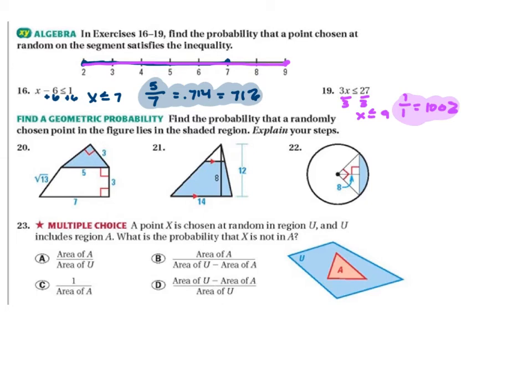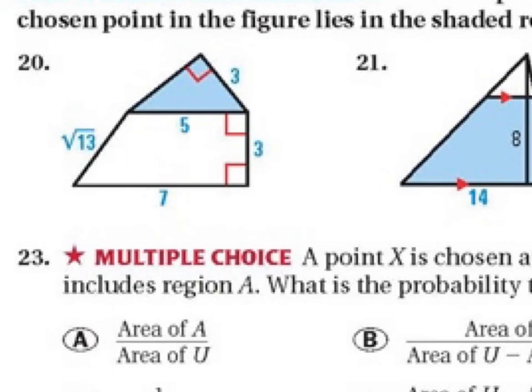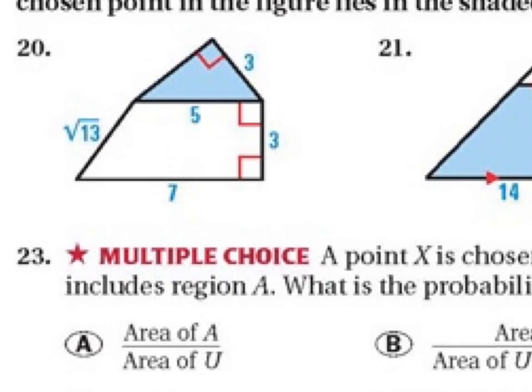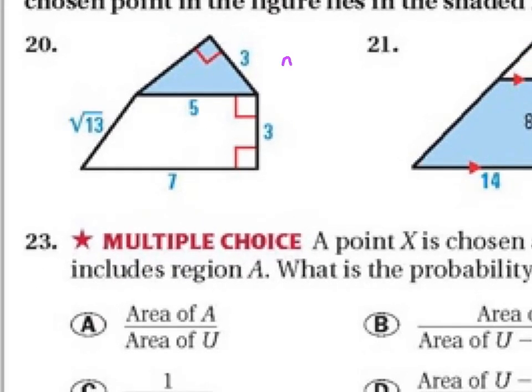Number 20, find the probability that a random chosen point in the figure lies in the shaded region. So I've got to find the area of just the triangle over the area of the trapezoid plus the triangle, because that shape is not an actual shape. So triangle over area of the triangle plus the area of the trapezoid.